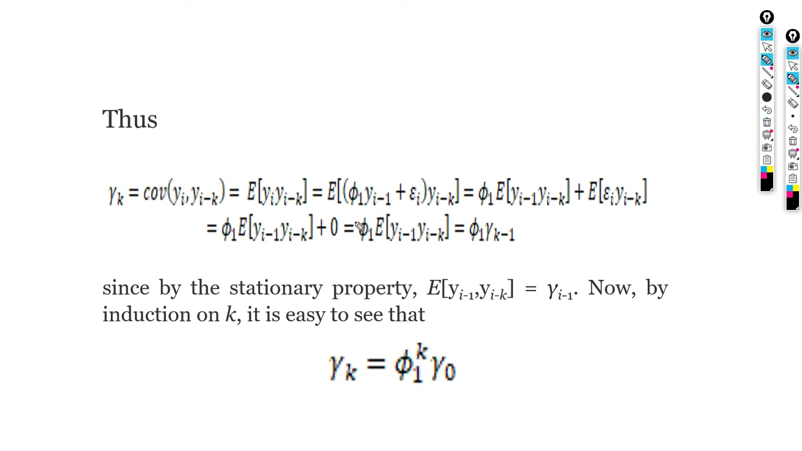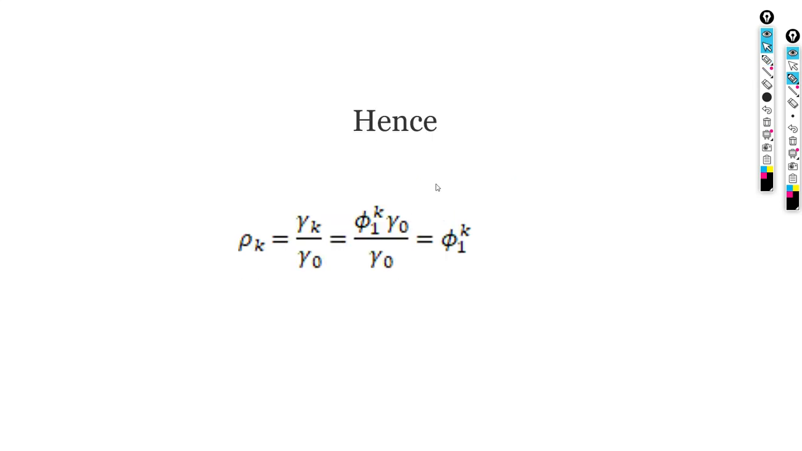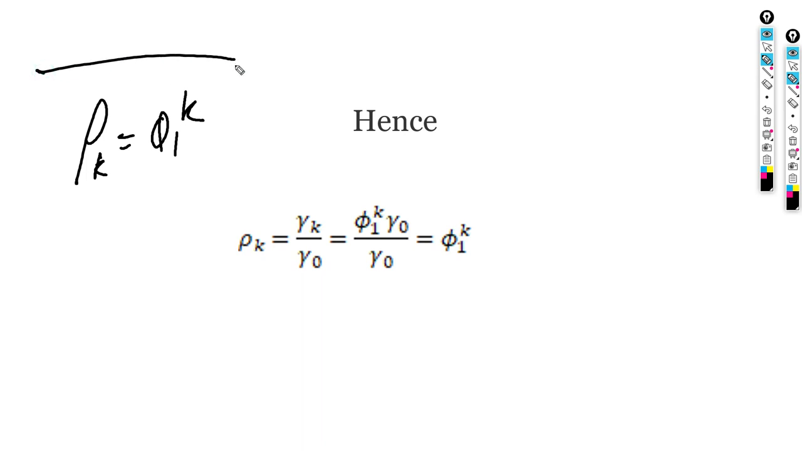The final one is the correlation. By definition, the correlation is rho sub k. I want to prove that rho sub k is equal to phi 1 raised to k for the AR1 model. So we want to prove the final one.